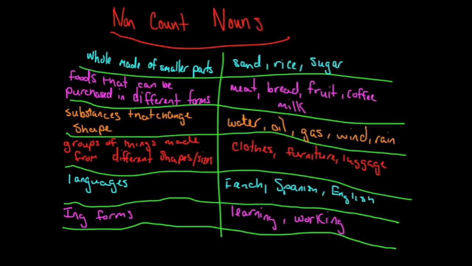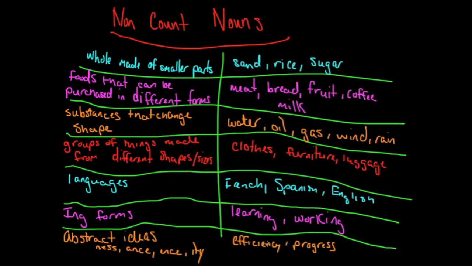And then the last one that we're going to take a look at are abstract ideas. I'm going to give you a hint. These abstract ideas often end with things like ness, they often have these endings. So we're looking at efficiency, progress, beauty, advice. These things that are abstract, that don't have a countable form.